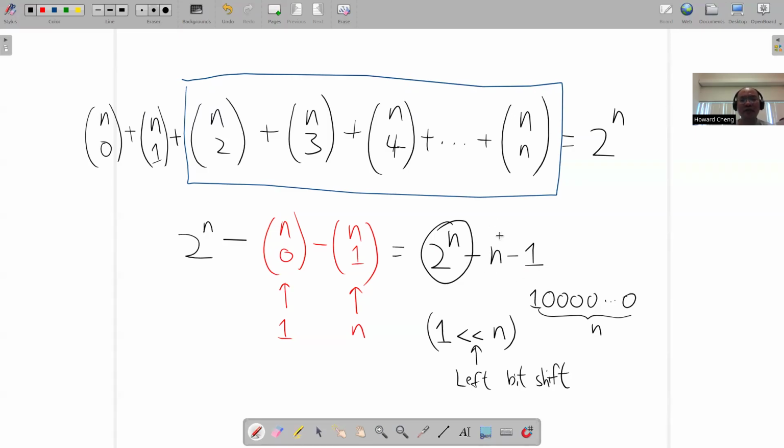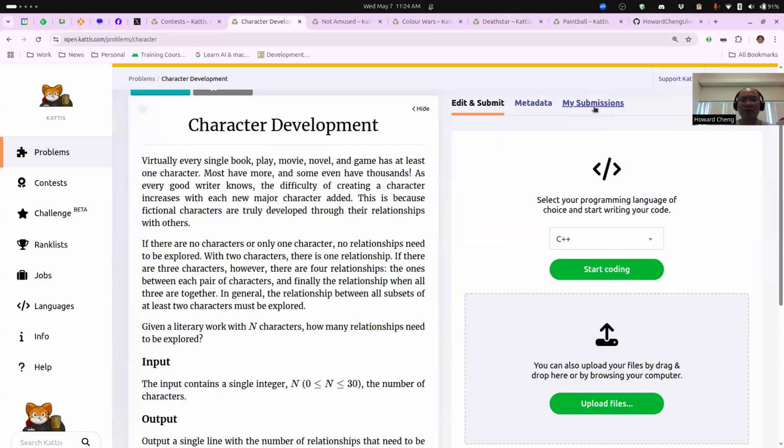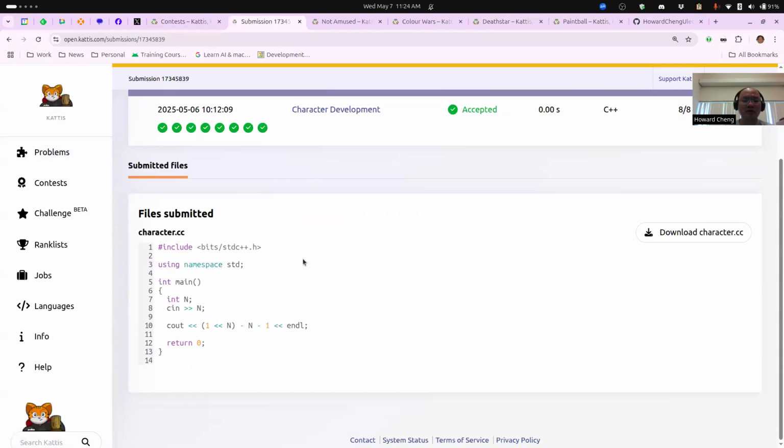And finally, if n is at most 30, that means this is at most 2 to the 30, and that also fits inside a standard integer. So you don't have to worry about using 64-bit integers. So the code is fairly straightforward, and that's it. It's just a one-liner after you read in the input. Okay, so that's character development.